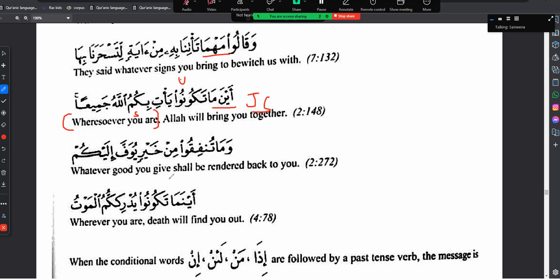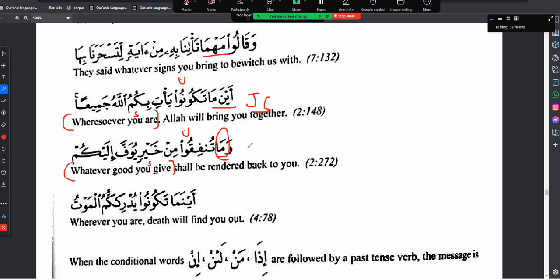وَمَا تُنْفِقُوا مِنْ خَيْرٍ يُوَفَّ إِلَيْكُمْ. Whatever good you give shall be rendered back to you. So which is the shart and which is the Jawab shart and which is the conditional article in this ayah? Very good. MashaAllah. So whatever good you give, this is the shart part, and then shall be rendered back to you is the jawab shart.